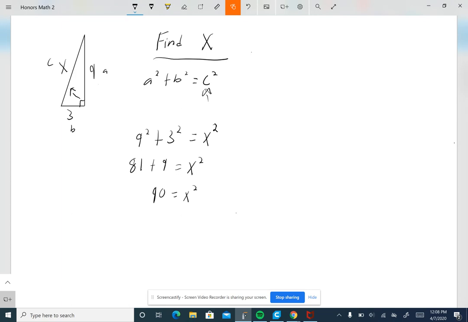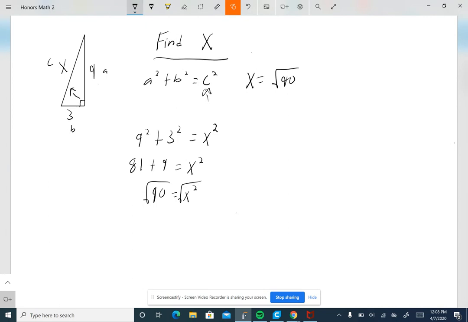Okay, we know how to solve this, right? Just take the square root of 90 and we get x equals the square root of 90. Now, we know that this answer is valid, right? But we also like to express things in simplest radical form. So how do we do that? We simplify the square root. So let's do that real quick.